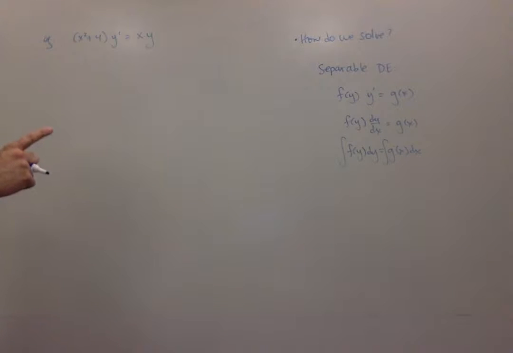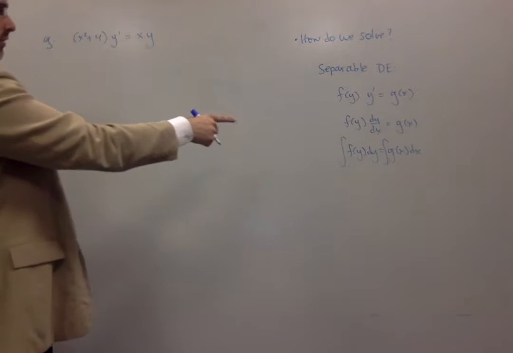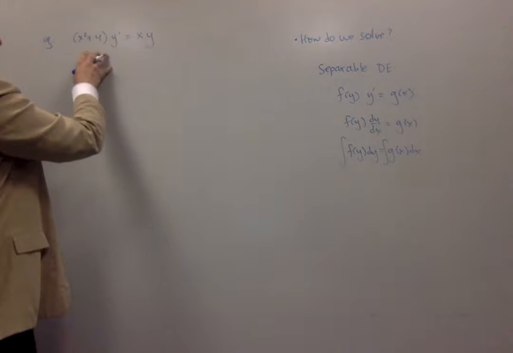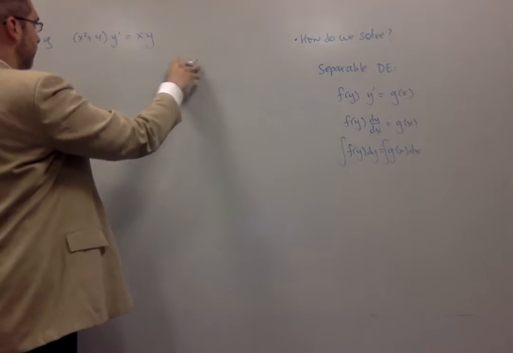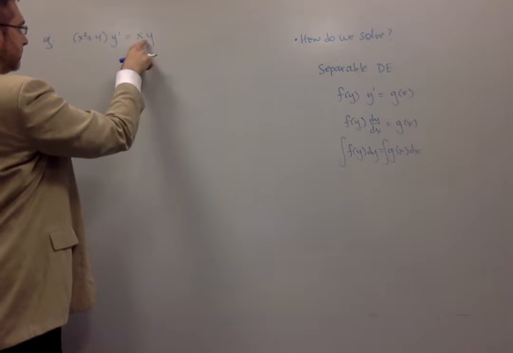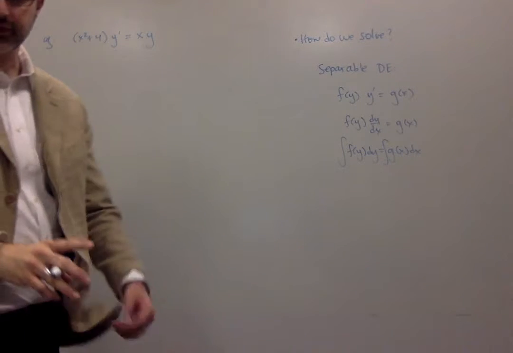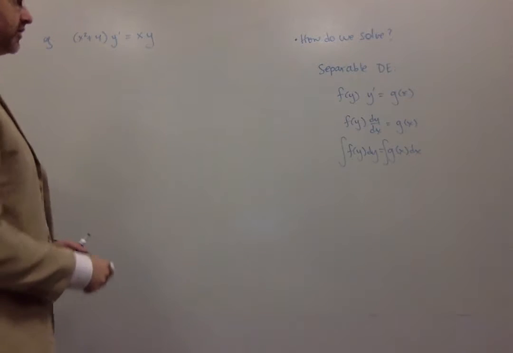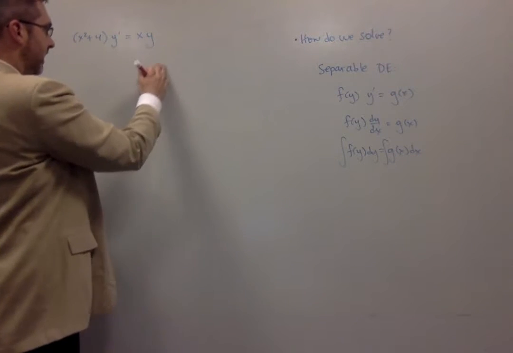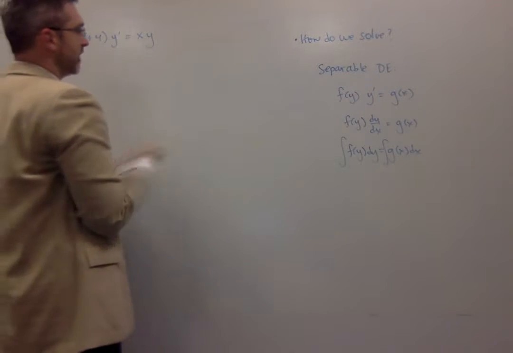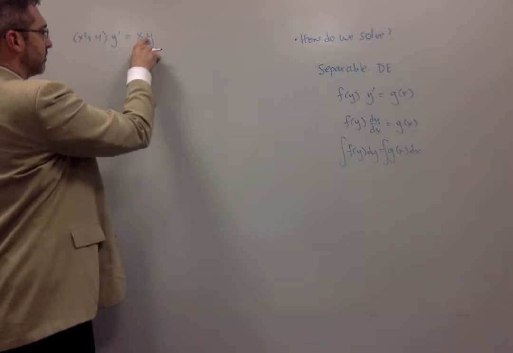So the first thing I need to do is check, is this separable? So I need to try to get all the y's on one side and all the x's on the other. So let's divide the y over. And when you're doing these separable differential equations and you start dividing by y or dividing by some function of y, you need to check and make sure what happens when that's 0.